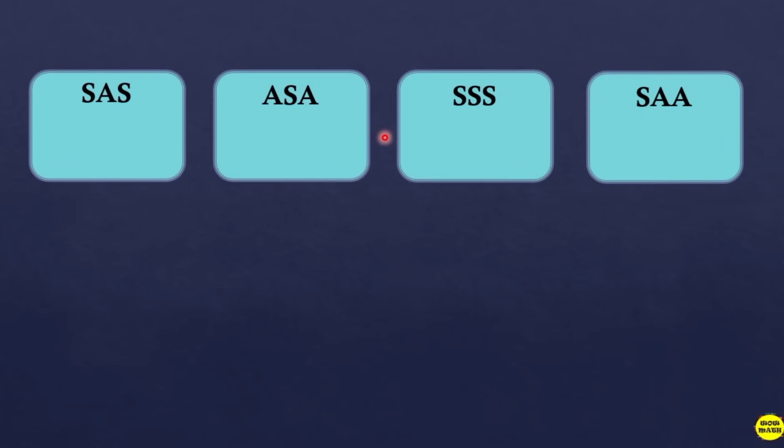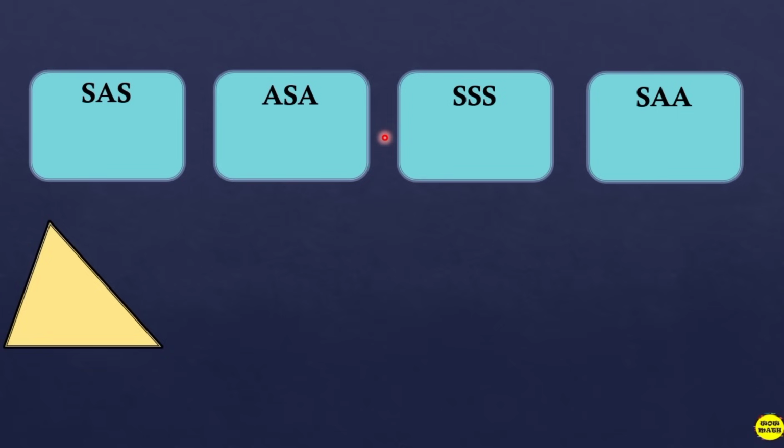Okay. So, let's talk about this. Ano ba itong apat na to? Meron tayong SAS, ASA, SSS, SAA. Anong part ba ito ng triangle? So, yun ang iisa-isahin natin. So, etong SAS, ano ba ibig sabihin nito? S stands for the side.